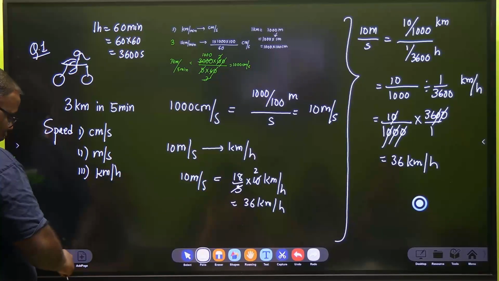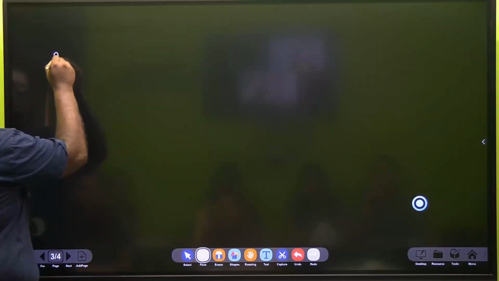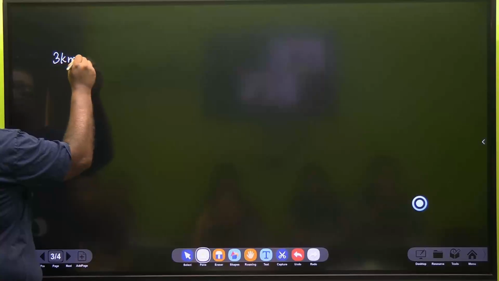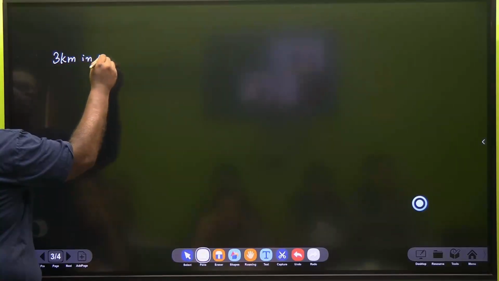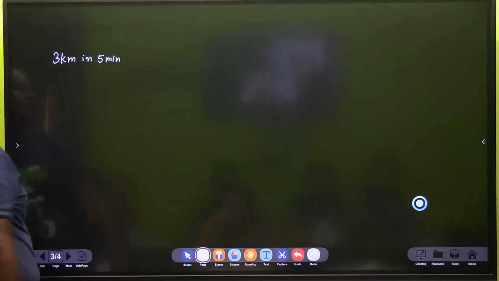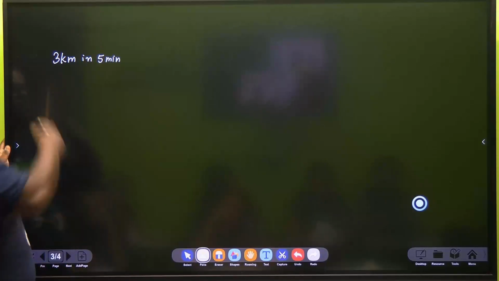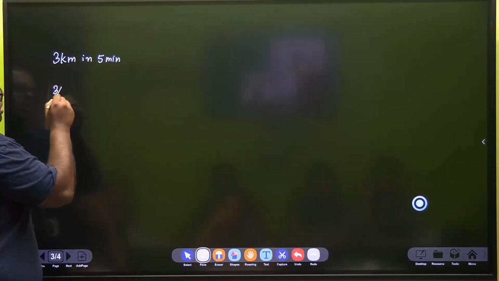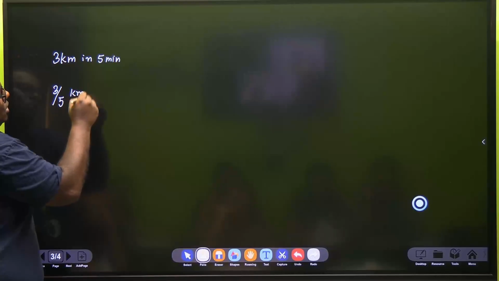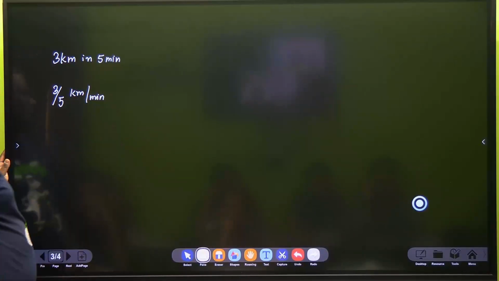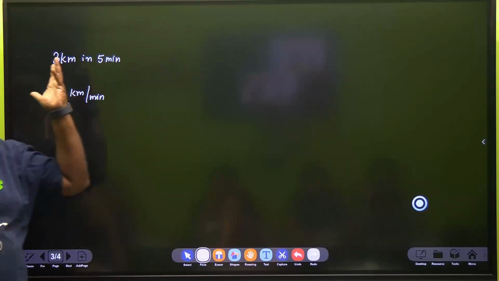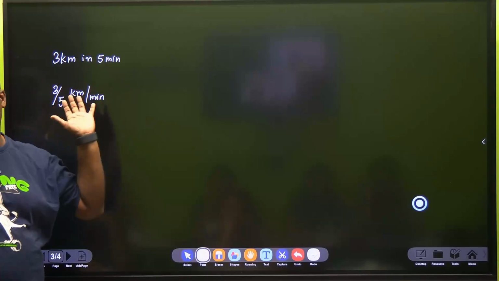3 kilometers in 5 minutes. Okay, Rishika, 3 kilometers in 5 minutes. Agreed? That means her speed is 3 by 5 kilometer per minute. But this is a very odd unit, kilometer measured in minute. You don't get a speedometer like this, kilometer in minute.